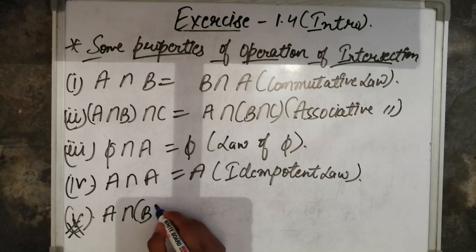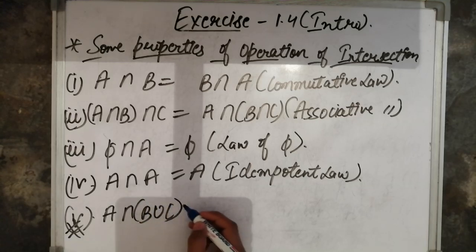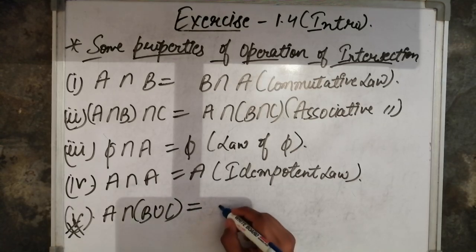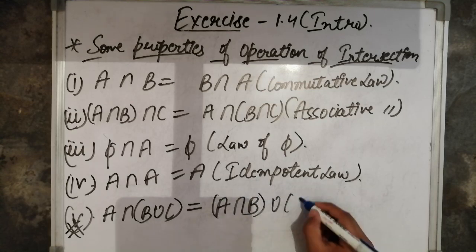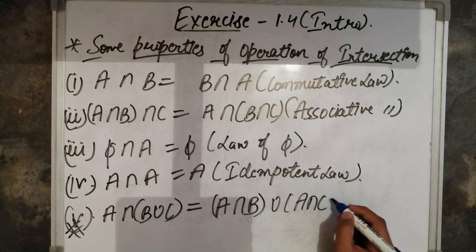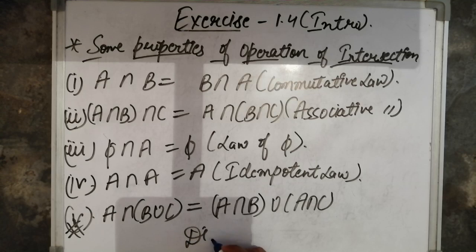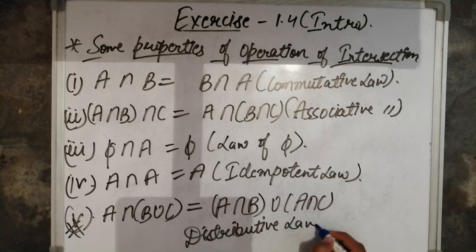A intersection (B union C) is equal to (A intersection B) union (A intersection C). This is the distributive law. Students, pause the video, note it down.